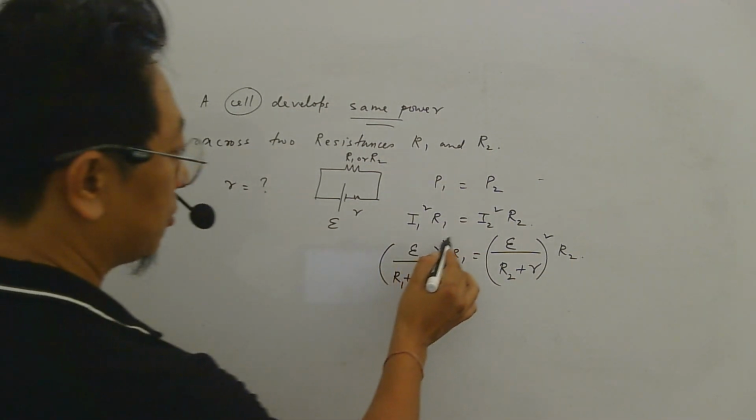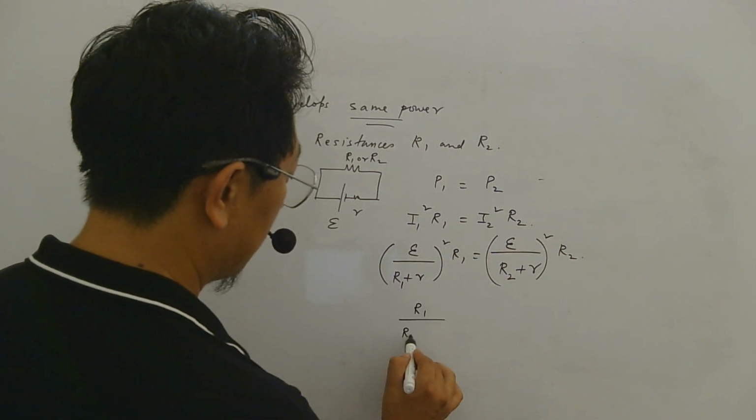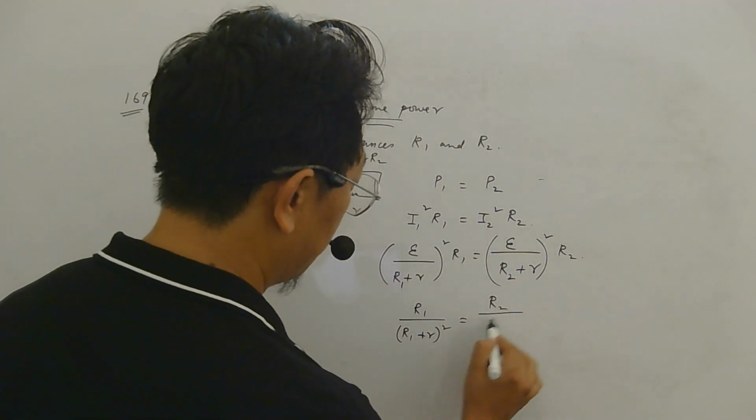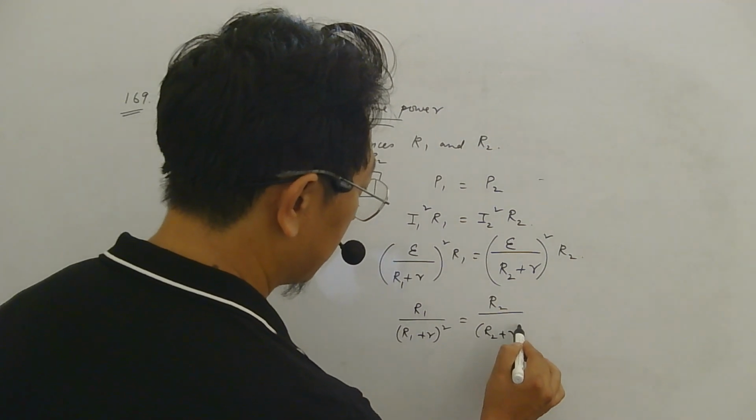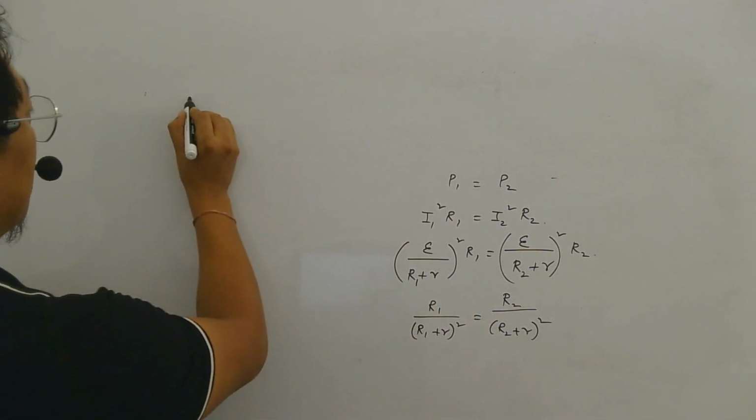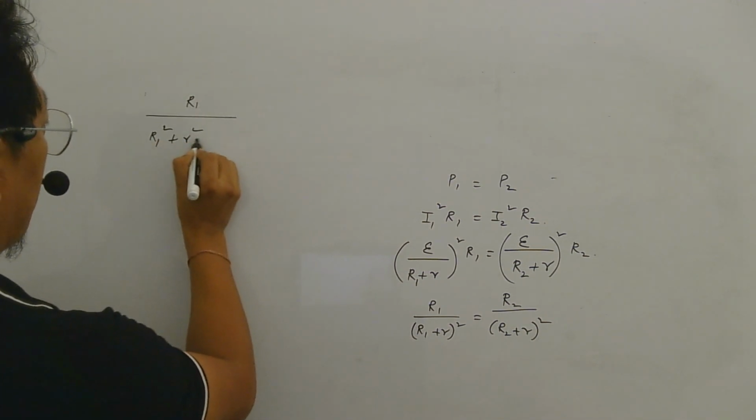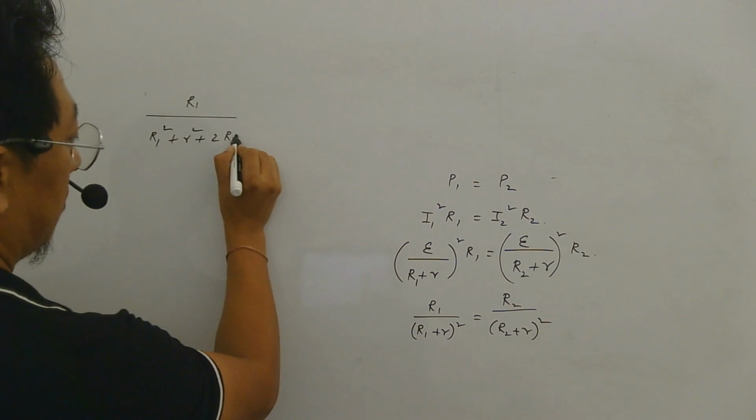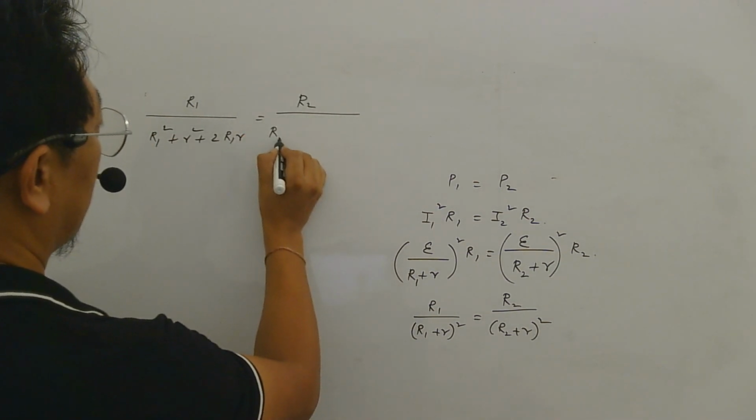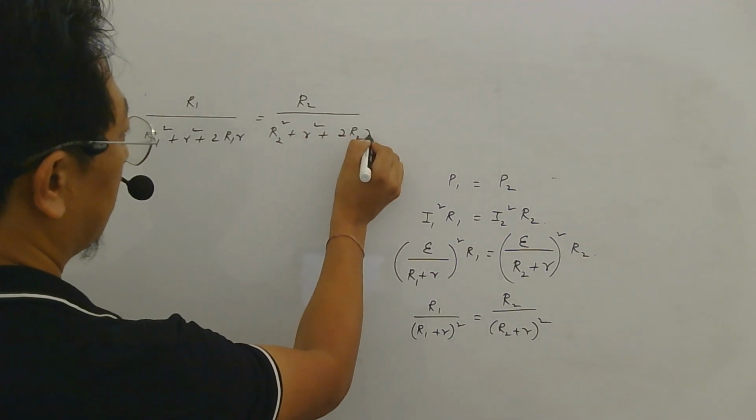So from here E square will cancel. So I will get R1 by (R1 plus r) whole square equals to R2 by (R2 plus small r) whole square. Right? So now this we have to simplify. So this will be R1 by (A square plus B square plus 2AB) is equal to R2 by (A square plus B square plus 2AB).